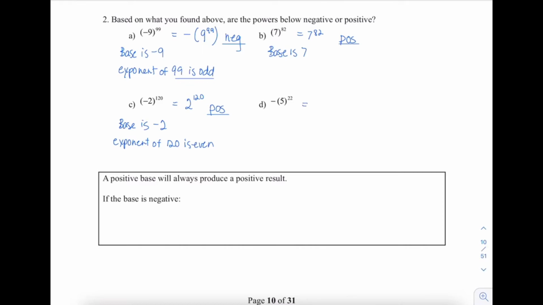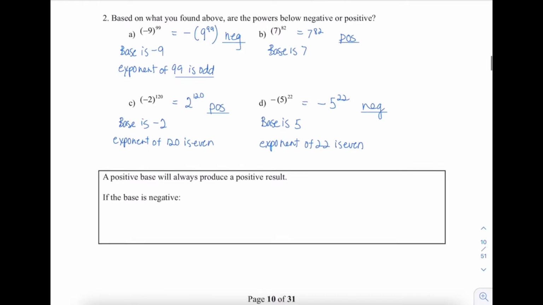Now in my final example, my base here is 5. It's a positive number and the exponent is even. Let's write it all out. The exponent of 22 is even, but because there's a negative in front of the whole power, I know my overall result is going to be negative. So when we encounter negatives in our bases or in our powers, we should be able to think about it as an overall negative or positive quantity based on the exponent.